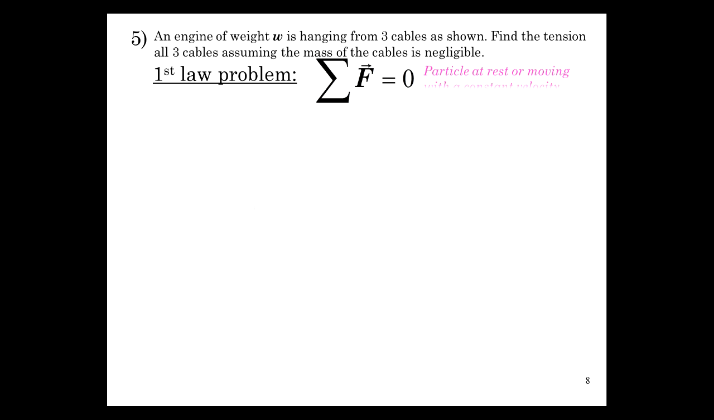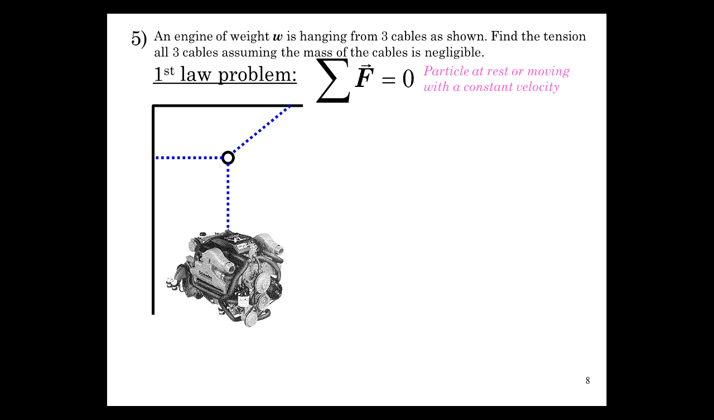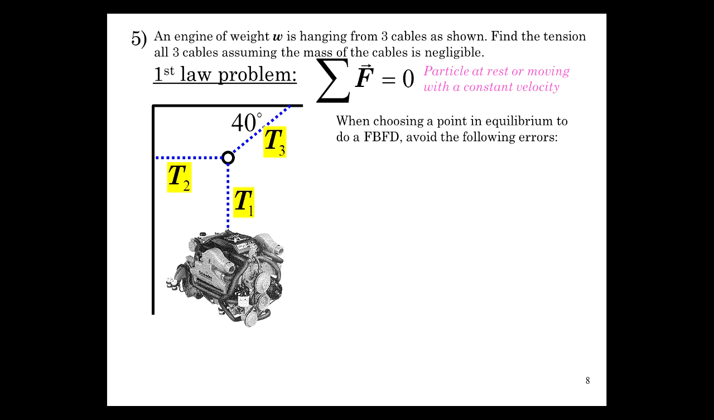Let's do a static equilibrium problem. And in this case, the sum of the forces equals 0. So that means particles at rest or moving with a constant velocity. In this case, we've got some cables attached to a rigid wall system, a nice engine hanging from these cables, and a 40-degree angle here. So we have tension 1, tension 2, and tension 3.